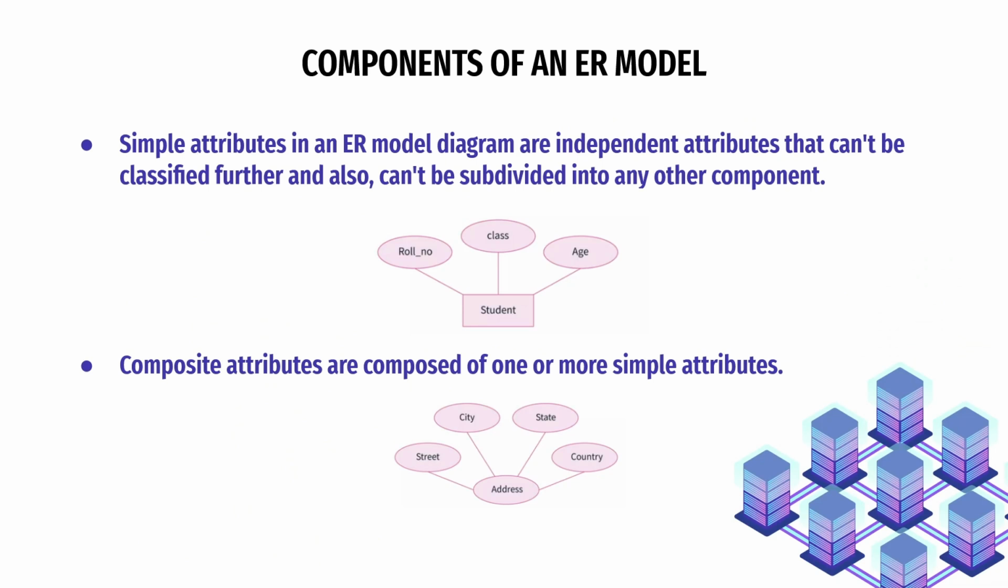Simple attribute is the one that cannot be subdivided into smaller parts. For example, if we consider the student entity, the attributes are roll number, class and age. Roll number, class and age, these attributes cannot be subdivided into subparts. So they are considered to be the simple attributes. Composite attributes are composed of one or more simple attributes. For example, address is an attribute. This address attribute can be subdivided into smaller parts such as street, city, state and country.